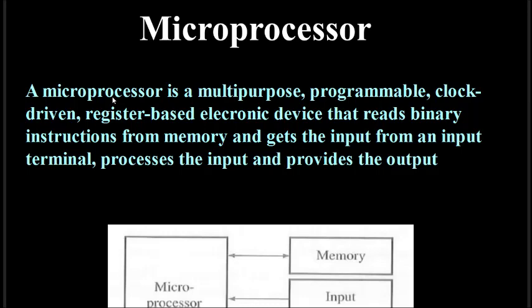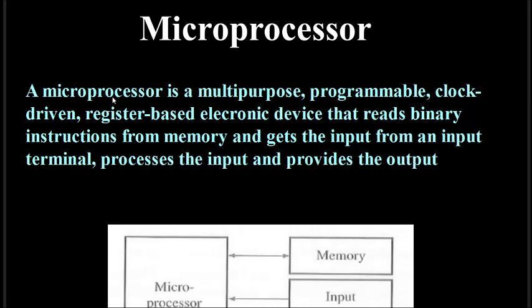So it is a multi-purpose device. Multi-purpose means it can be used for various purposes, for many purposes. For example, a calculator can only do that particular task for calculation purpose. It cannot be used for any other purpose, but a microprocessor can be used for many purposes.